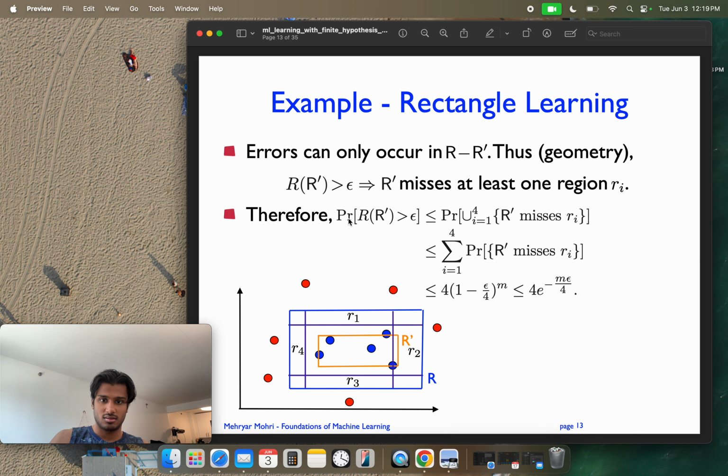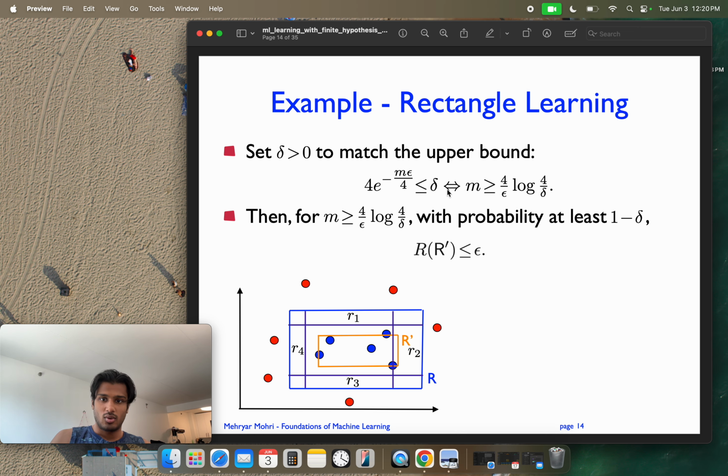I could just do 1 minus probability on both sides and take the probability to that side. So what we'll get is that the probability that risk is less than epsilon is greater than 1 minus this number, which is delta. So I set this as delta, and what I get is that the number of samples m should be greater than 4 over epsilon log 4 over delta. Then for m greater than 4 over epsilon log 4 over delta, with probability at least 1 minus delta, we have that the risk of this R prime is less than epsilon. Boom.